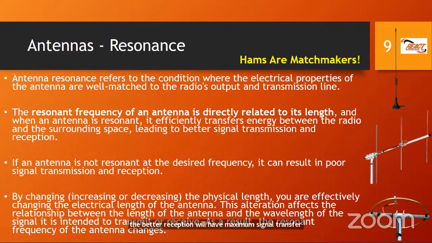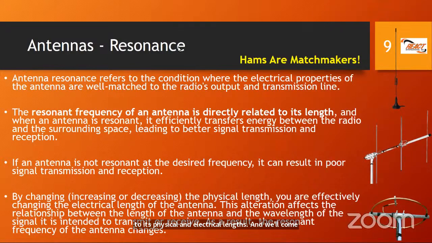So the concept of resonance refers to where the electrical properties of the antenna are well matched to the radio's output and transmission line. And we'll come to a bit more as to transmission lines, what that is, and so on, right? So the resonant frequency of an antenna, and each antenna will have at least one resonant frequency, is directly related to its physical and electrical length. And we'll come a bit more as to what that means.